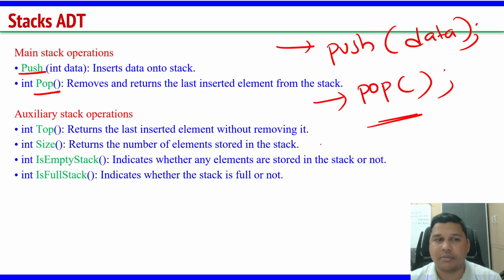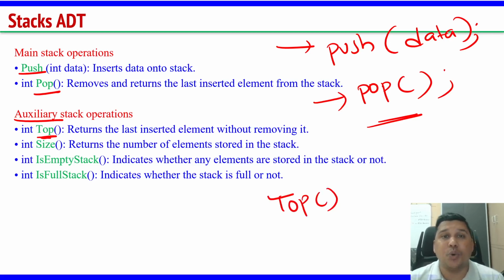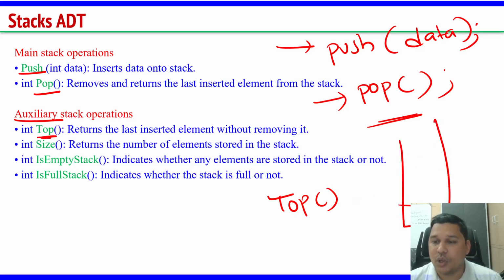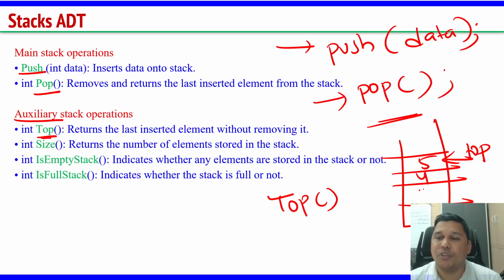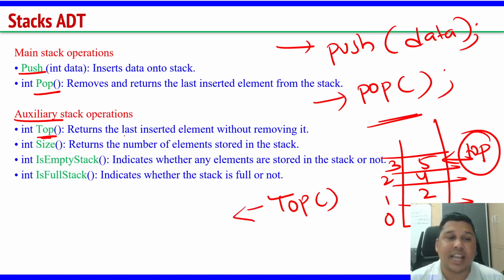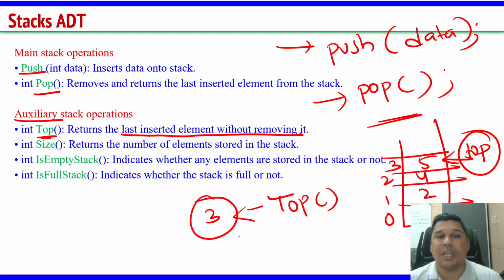So, push is to insert an element into the stack, pop is to delete an element from the stack. Other than this, we have some auxiliary stack operations, means some additional operations. That is int top. So, top is a function, it will tell you where is the current top pointer. In this stack, you have so many elements, here your top will be available. This is the top because there are elements 5, 4, 2, 1, something like this. So, currently my top is at 5. What is the index of that? 0, 1, 2, 3. So, this top function will return the last inserted element without removing it. It will tell you where is the last element.